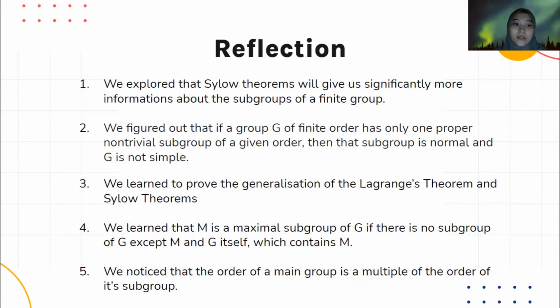And the fourth one is, we learn that M is a maximal subgroup of G if there is no subgroup of G between M and G itself, which contains M. And the last one is, we notice that the order of a main group is a multiple of the order of its subgroup.